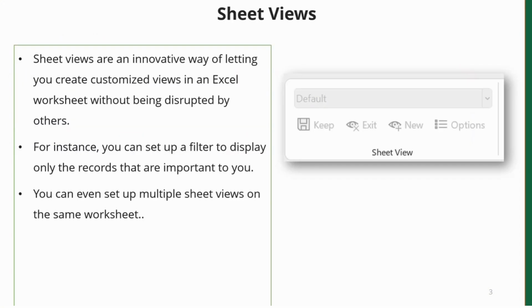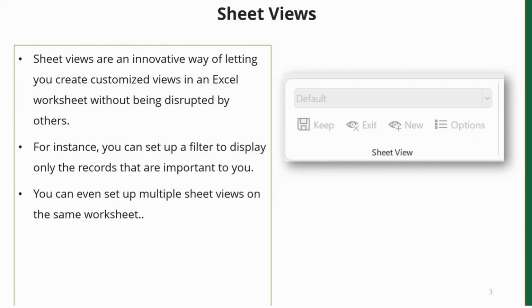Sheet views are an innovative way of letting you create customized view in an Excel worksheet without being disrupted by others. You can set up a filter to display only the records that are important to you, and also can set up multiple sheet views on the same worksheet. Now, let's put an example.